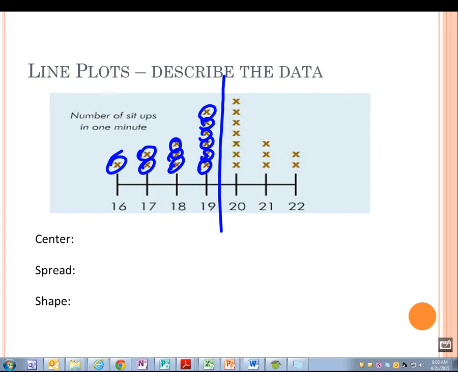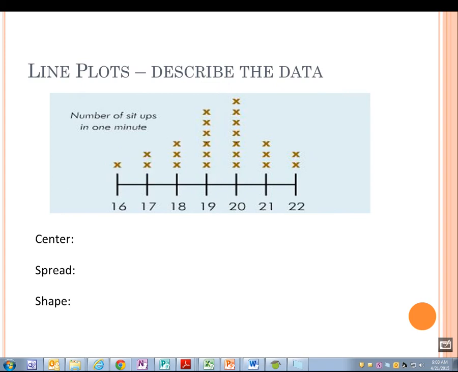Now, is the spread symmetrical? Are we skewed to the left? Are we skewed to the right? I say there's a slight skew to the left because there's only one person who has 16, but 2 people have 22. So it goes down from 3, 2 to 1, where on the right it goes from 3 to 2. So our shape is going to be skewed to the left. Our spread is going to be from 16 to 22. So it's a pretty decent amount, but it's observable.